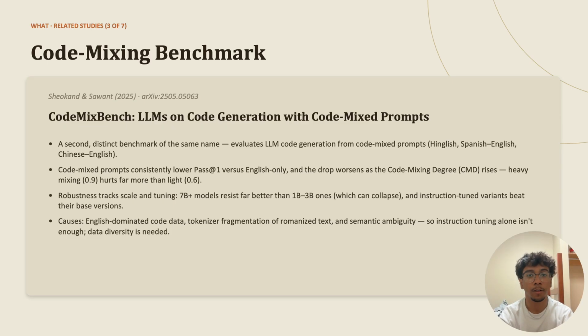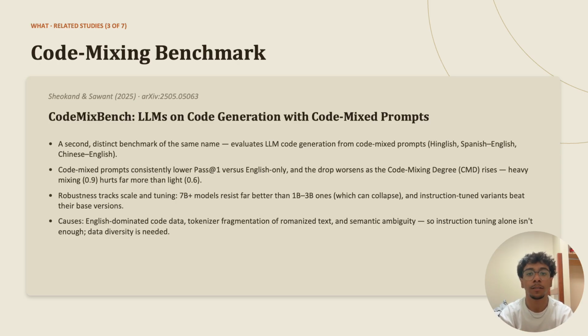This is the second paper called Code Mix Bench. Very confusingly, it has the same name, but it's different authors. In this paper, the authors evaluate code generation from code mix prompts like English and Spanish/English. Their headline findings support my hypothesis, in which code mix prompts consistently have lower pass-at-1 values versus English only, and crucially, the drops get worse as the degree of the mixing rises. Heavy mixing hurts way more than what would be considered light mixing.